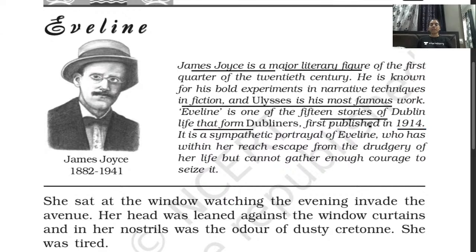It is a sympathetic portrayal of Eveline. So what is it? It's a sympathetic portrayal. Sympathetic means somebody who relates or feels sad for the other person. So sympathetic portrayal of Eveline, who has within her reach escaped from the drudgery of her life but cannot gather enough courage to seize it. Meaning, she has got an opportunity to get out of her life, but she is not able to take that opportunity. It's a story about that woman, okay?